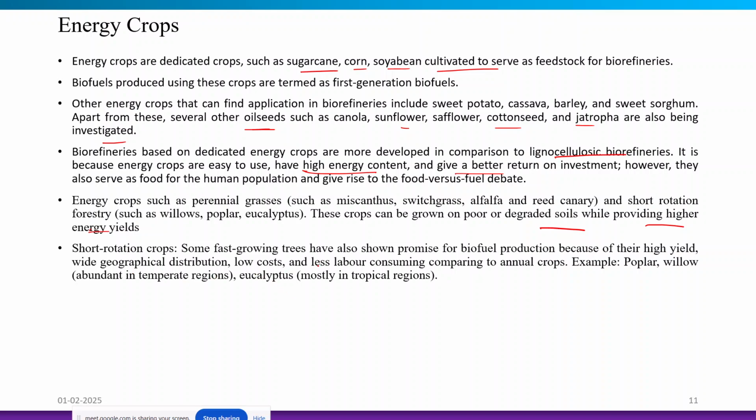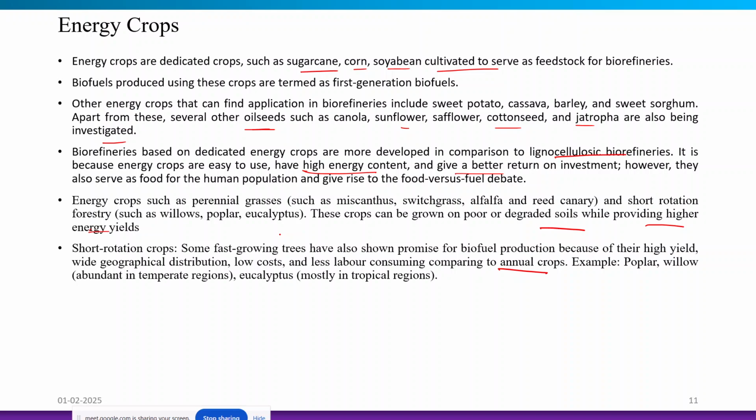They are low cost and less labor consuming compared to other annual crops. So, compared to the annual crops, these short rotational crops are giving more value to the food chain as well as being an energy source.